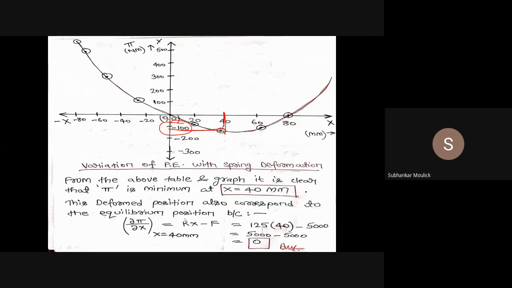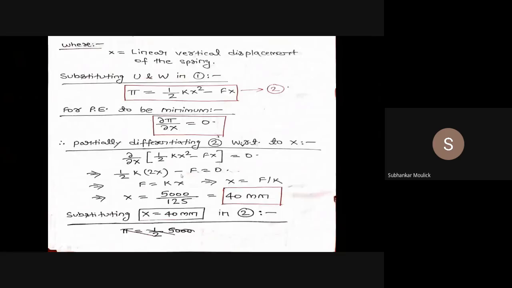Del pi by del x is equal to 0. Del pi by del x is equal to 0 at which point? At x equal to 40 mm. We have calculated. So just differentiate this pi with respect to x.